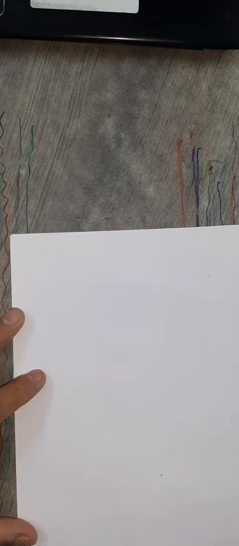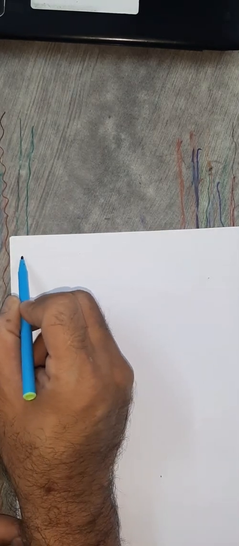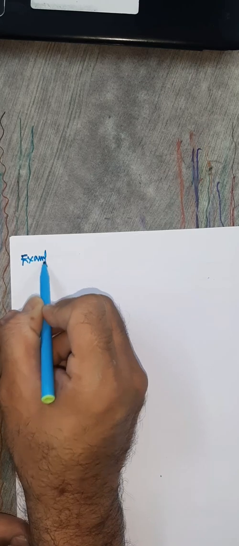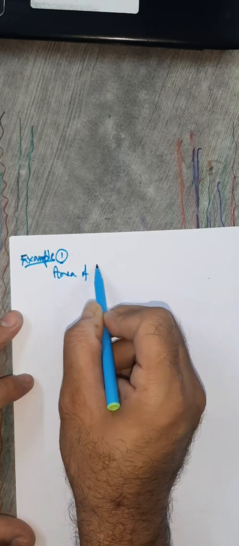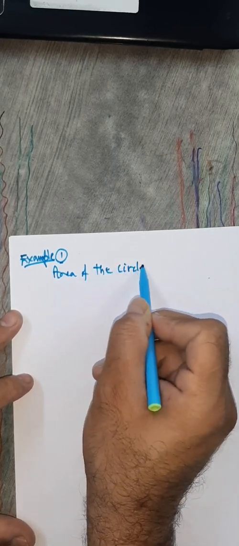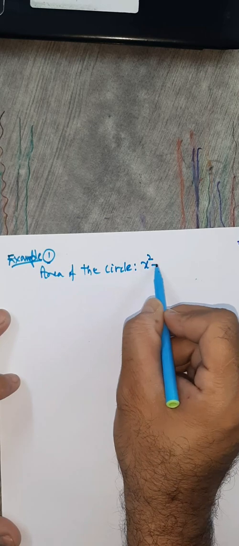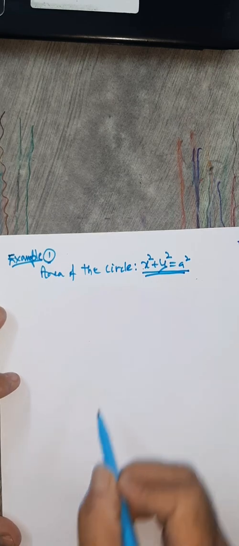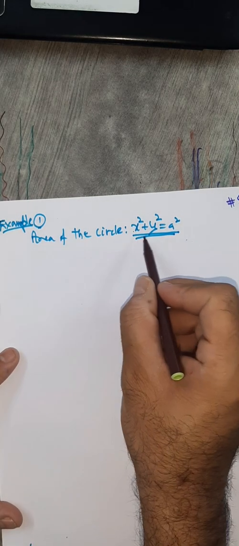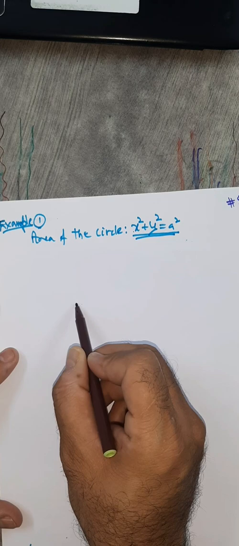So here, the first thing, let me write as an example, first example here. Area of the circle, you already studied in 11th, conics. This is a standard circle, x square plus y square equals to a square. This is a circle with center at origin and radius equals to a. Answer you know, pi a square. We'll get this by integration. Okay. So, you know this is a circle with center at origin and radius equals to a.